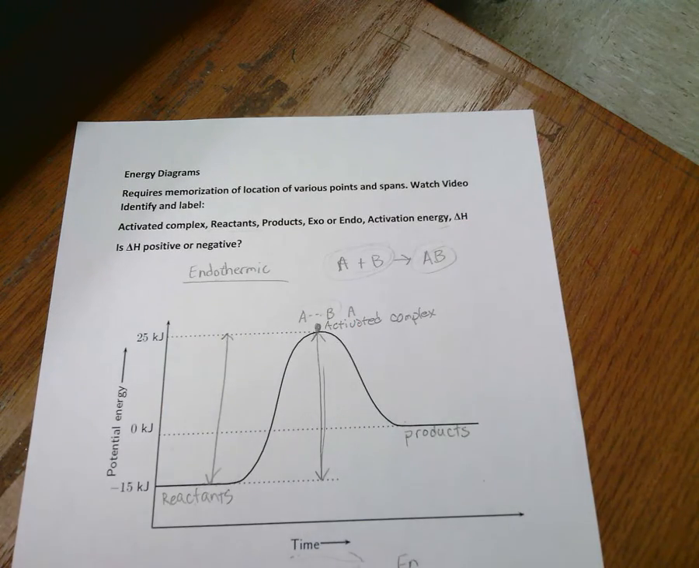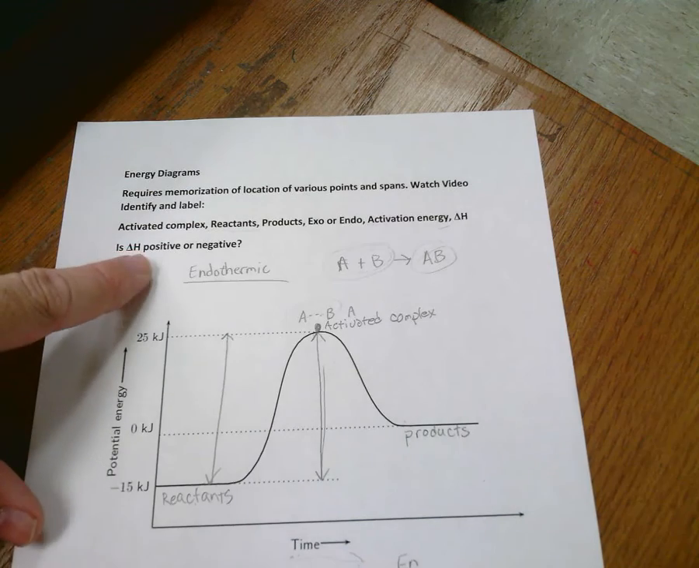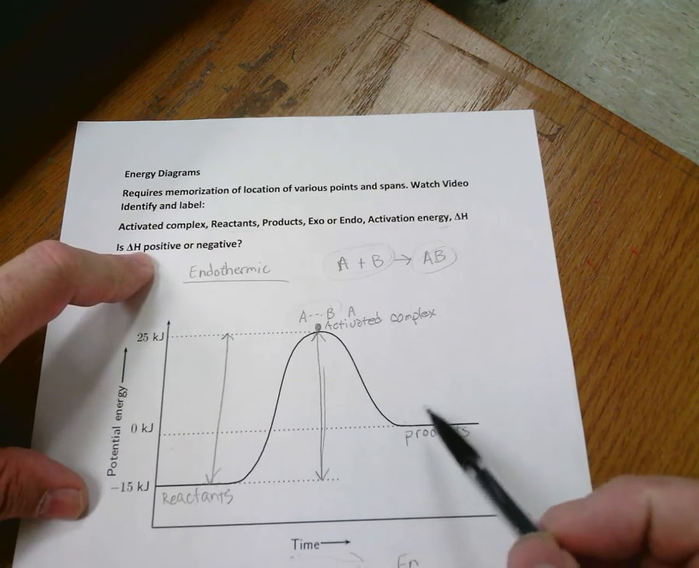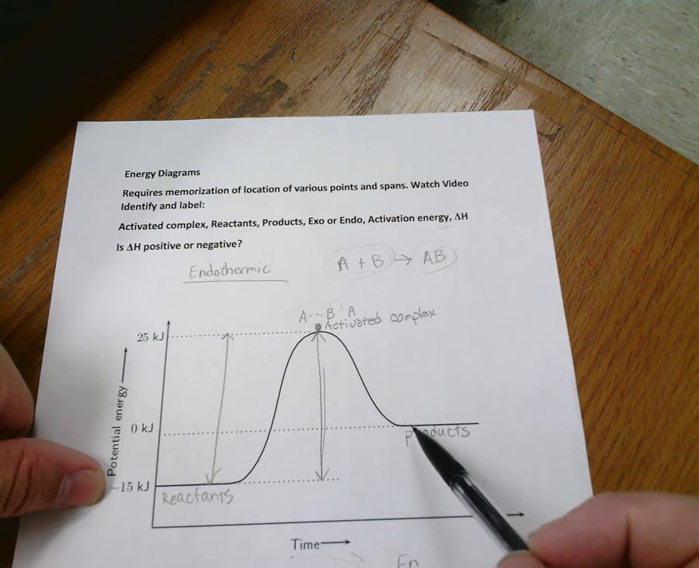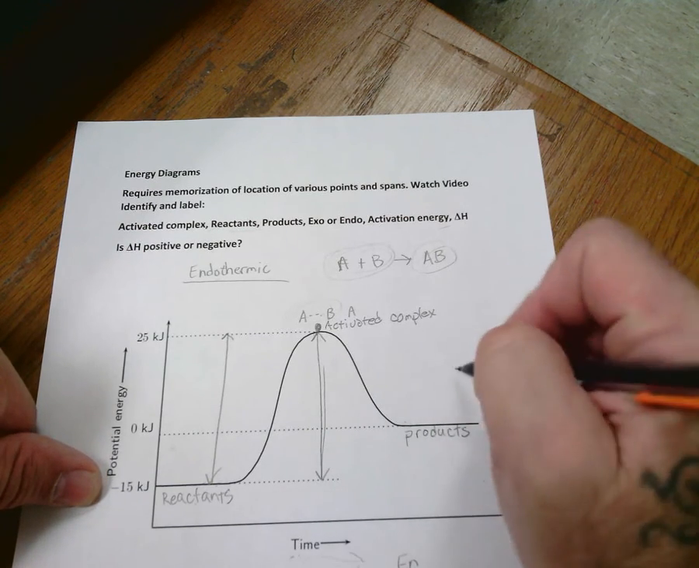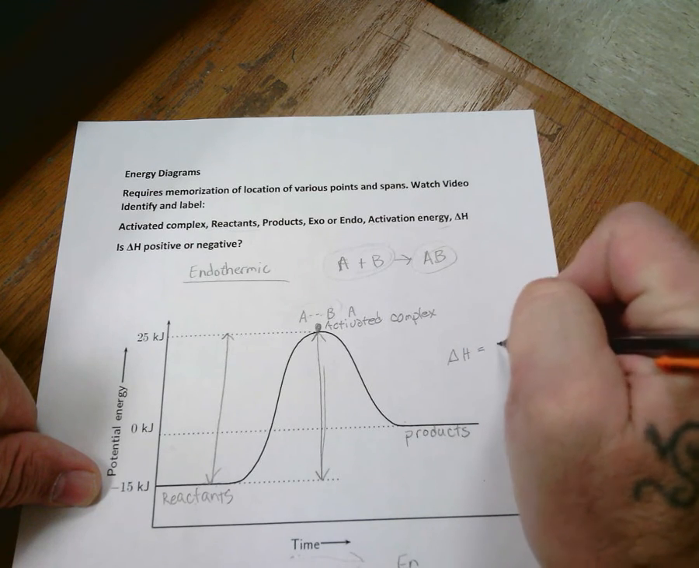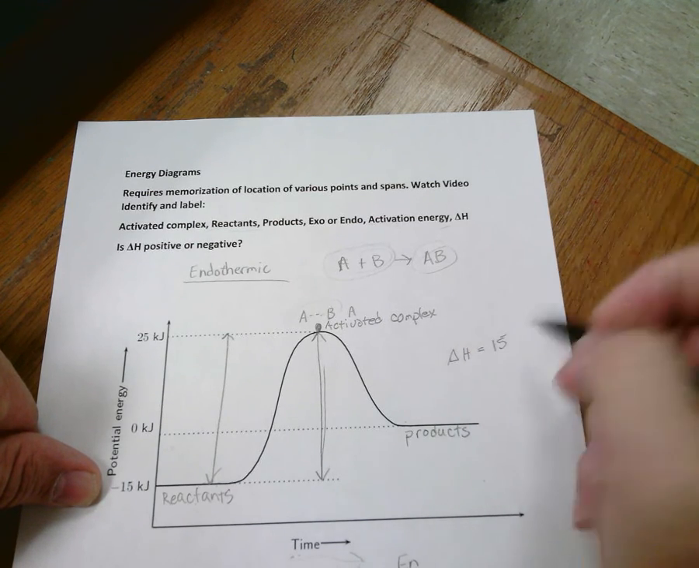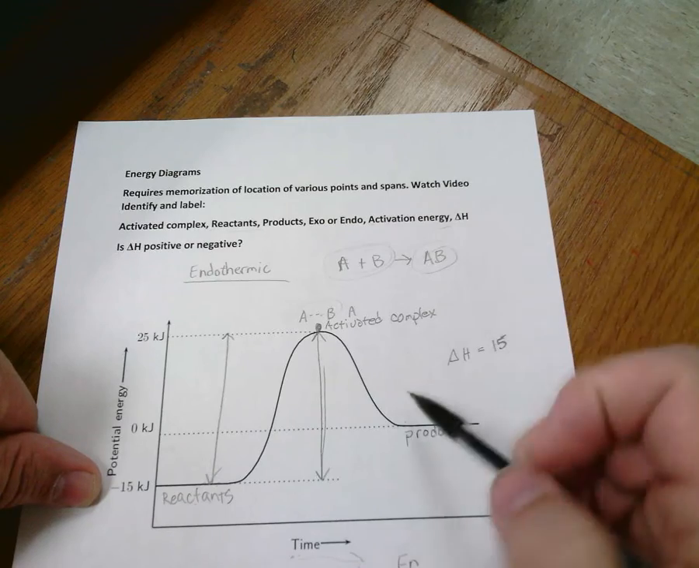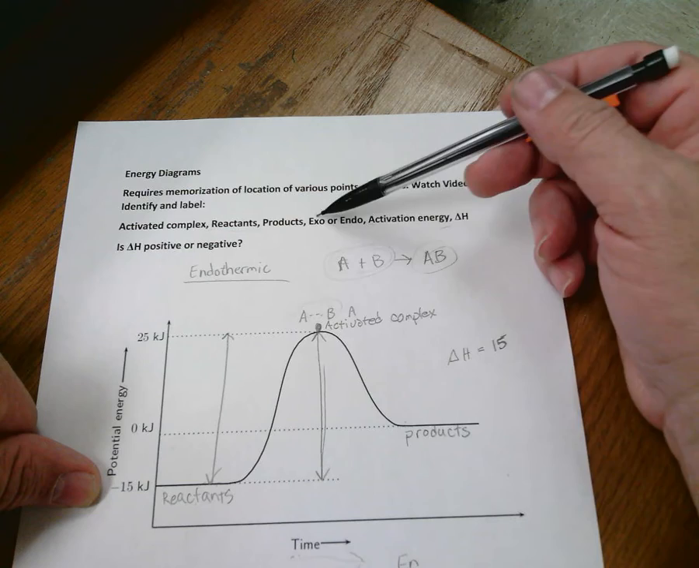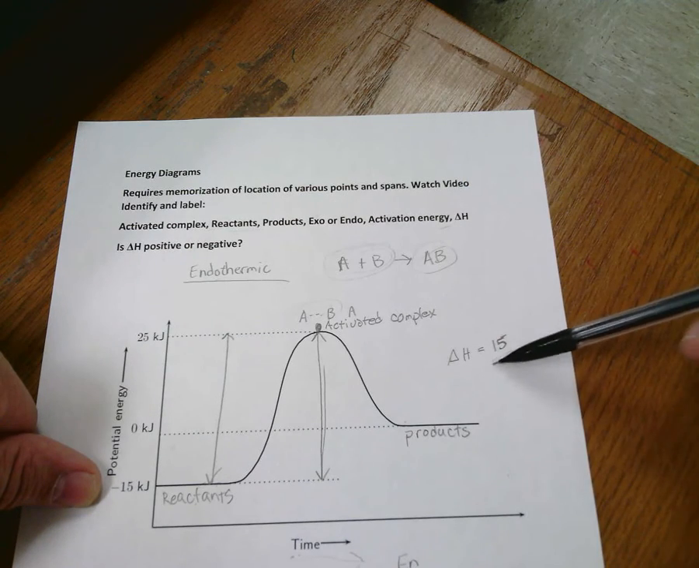Wow, it's early. All right, delta H positive or negative? Well, it's always products minus reactants. So my products are at 0. 0 minus negative 15 is positive 15. So delta H is positive 15. And that makes sense because we know that negative numbers indicate exothermic reactions, so this would have to be a positive number, delta H.